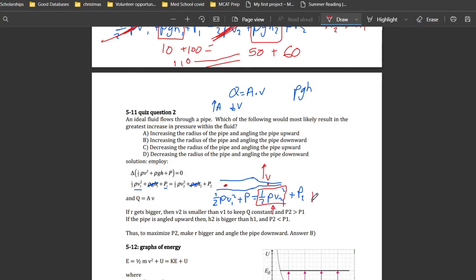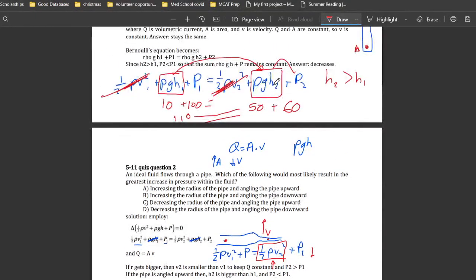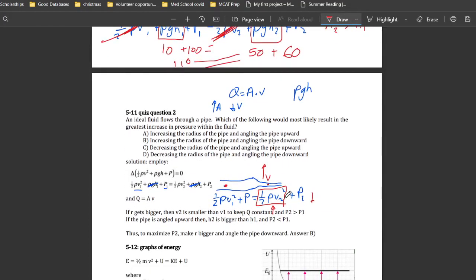So that means the pressure must be lower, as we exhibited in our last example, where increasing the height decreases the pressure. It's the same relationship here. Since we know that the sum of all the energies at point A is equal to the sum of all energies at point B, then as the velocity increases in this part of the Bernoulli equation, the pressure must decrease. So in order to increase the pressure, because the question is asking for the greatest increase in pressure, we would have to decrease the velocity.